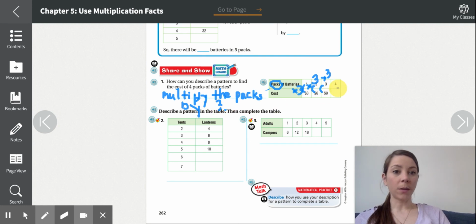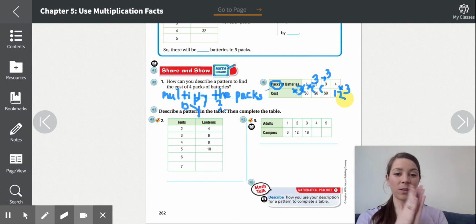So if I'm multiplying the packs by 3, then we'll do 4 times 3, and that gives us 12. Did you get that? Awesome job if you did.